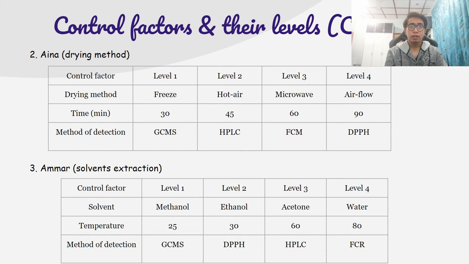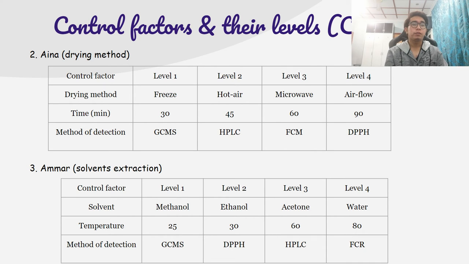For level 1, it indicates methanol as the solvent, 25 degrees Celsius, and the method of detection is DCMS. For level 2, its solvent is ethanol, the temperature is 30 degrees Celsius, and the method of detection is DPPH. For level 3, the solvent is acetone, the temperature is 60 degrees Celsius, and lastly, the method of detection is HPLC.